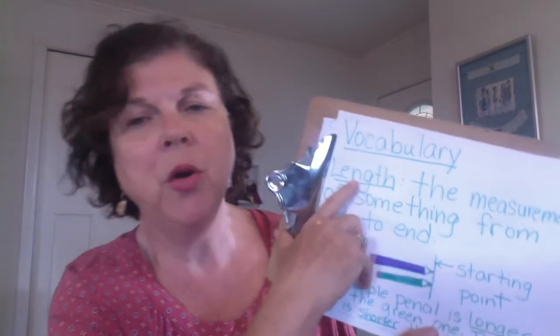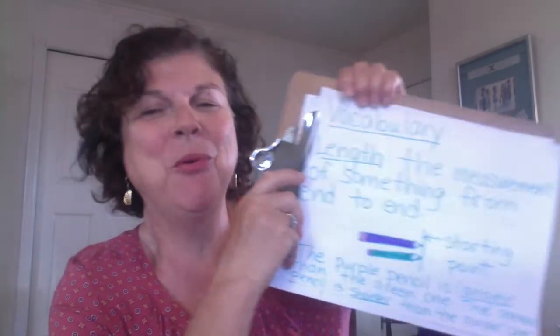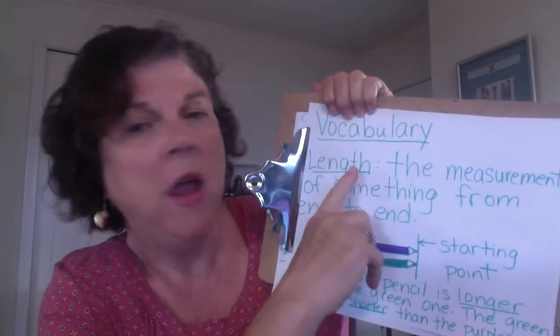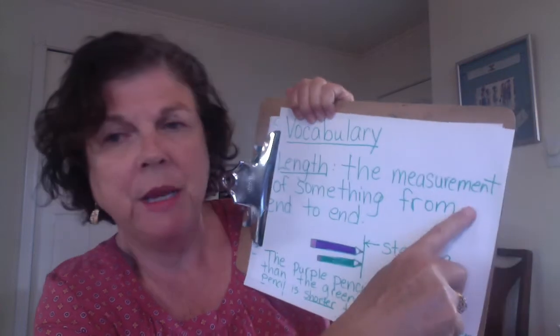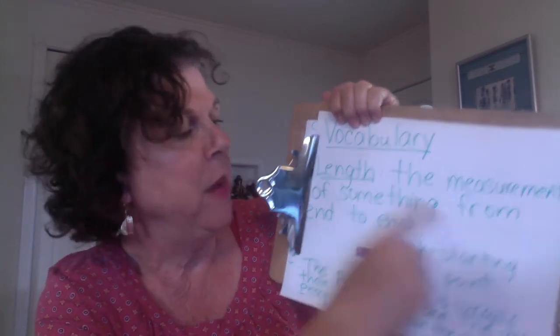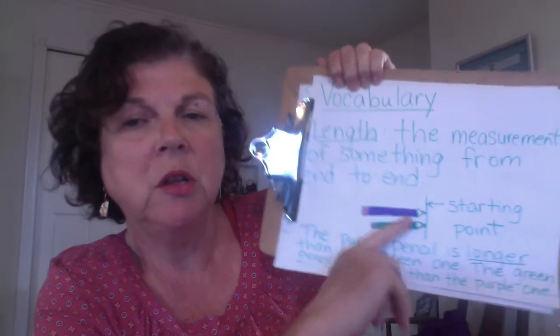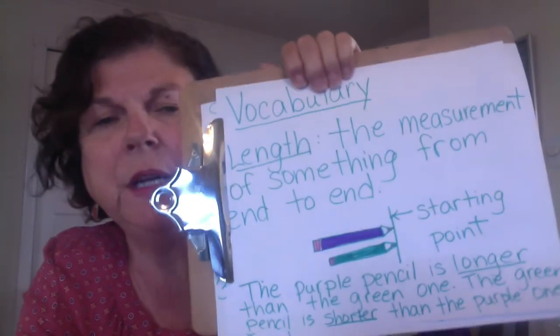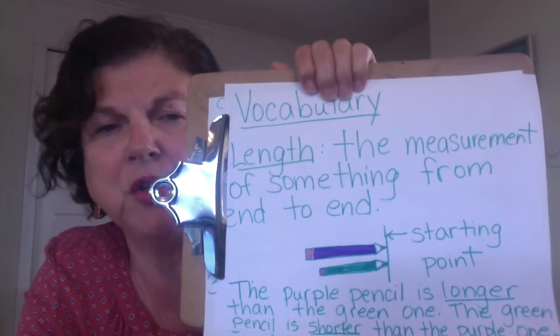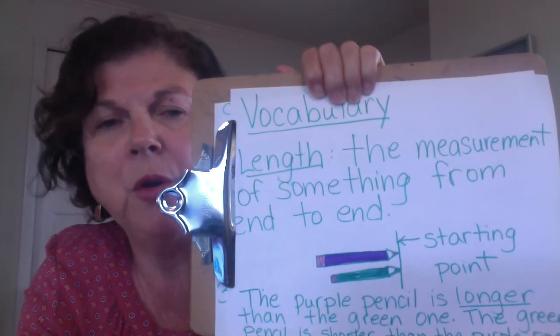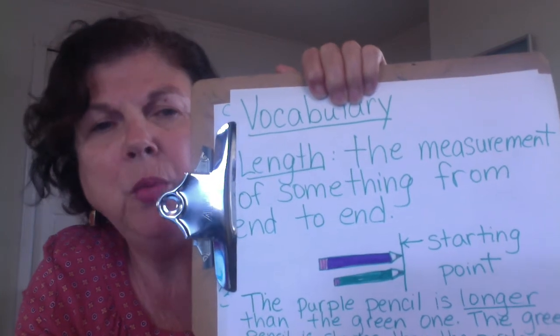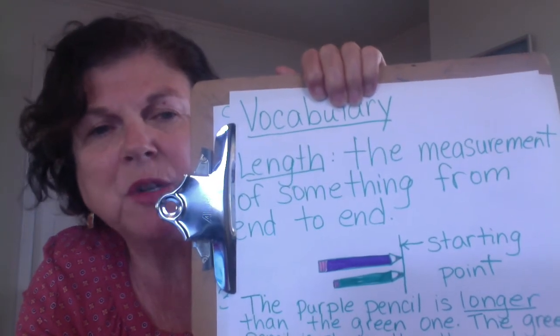We always have important vocabulary, which are words we need to know. Our word is length. That's the important word to know for this lesson. And length is the measurement of something from end to end. I want you to look closely at this picture because it's really important when you are measuring things. If you're going to compare them, then you really have to use the same starting point.